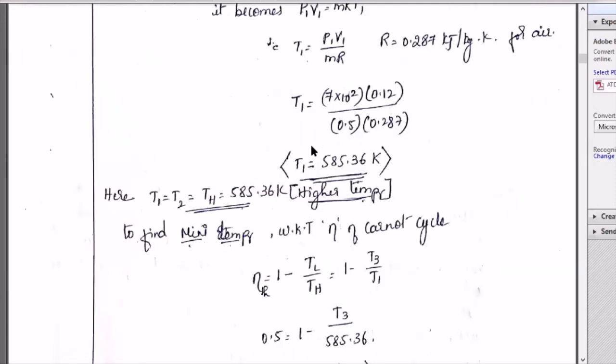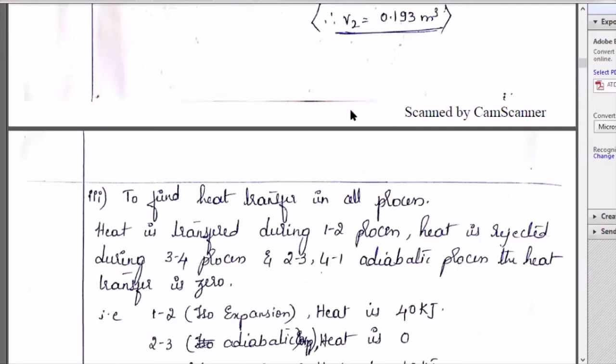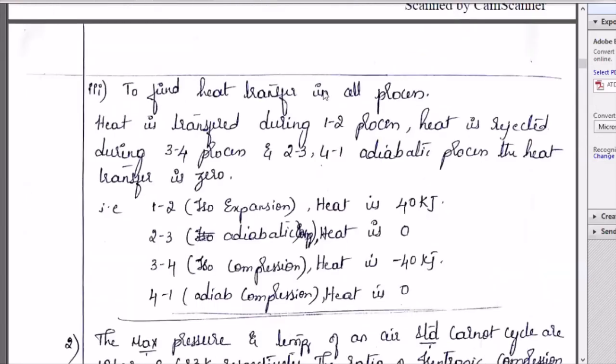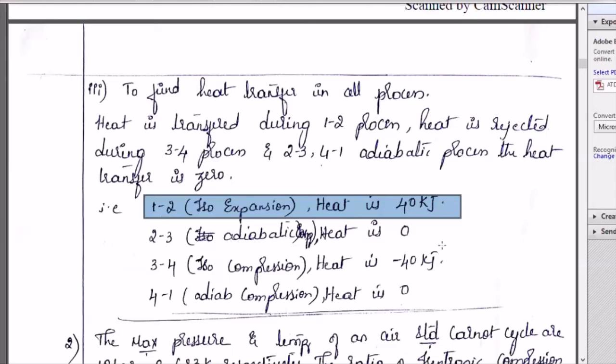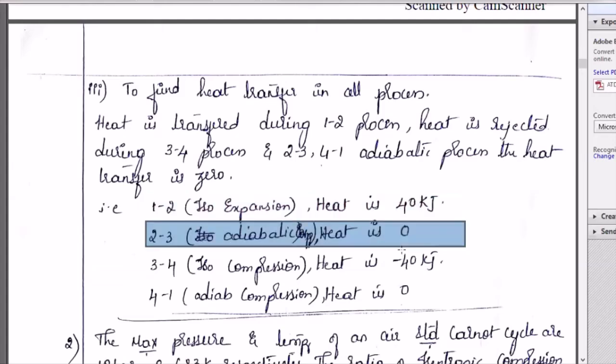Now after finding out V2, we have to find out the heat transfer in all the 4 processes. The 1 to 2 process is isothermal expansion, and the given heat is 40 kilojoule. What happens in the adiabatic process? You know in an adiabatic process there is no heat transfer, therefore the 2 to 3 process heat is 0 kilojoule. Similarly 3 to 4 is isothermal compression, and during isothermal compression heat rejection occurs.